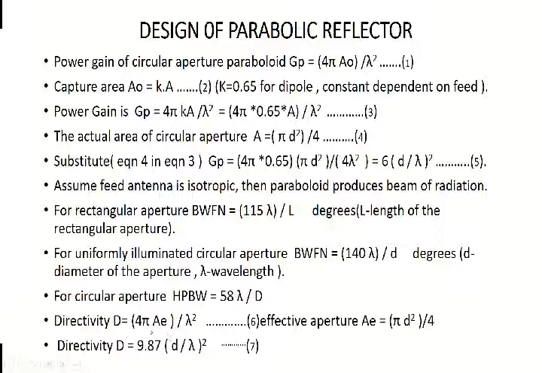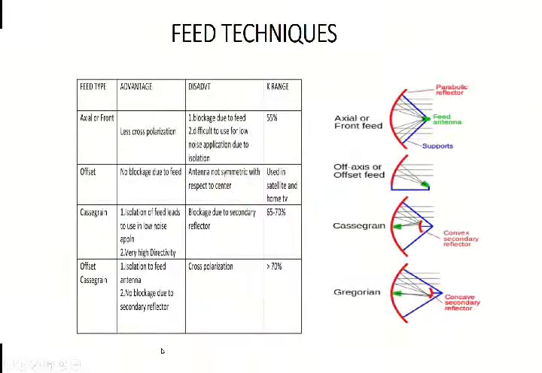We know the formula for directivity in terms of aperture: 4 pi AE divided by lambda square, but effective aperture AE is equal to pi d square divided by 4. So upon substitution, the directivity of the parabolic reflector, a very important condition, is 9.87 d by lambda, the whole square. So three sets of conditions we should be clear with. GP is equal to 6 into d by lambda, the whole square, as the first condition, then the condition for the analysis of beamwidth between the first nulls in the case of rectangular and circular apertures, and then the directivity, which is equal to 9.87 d by lambda, the whole square.